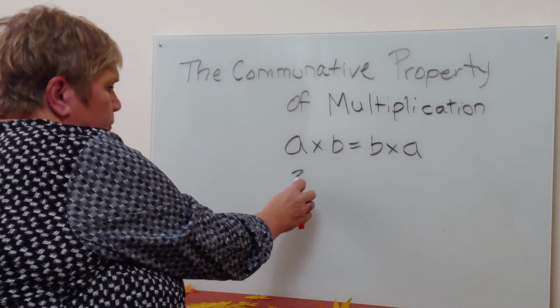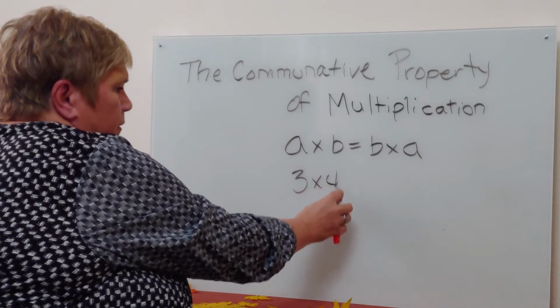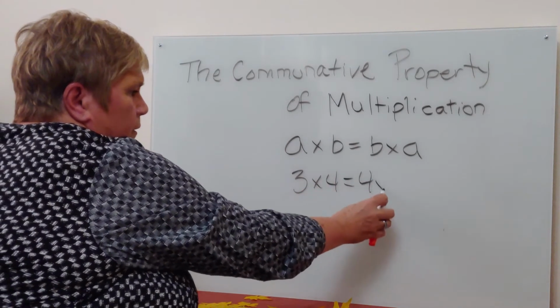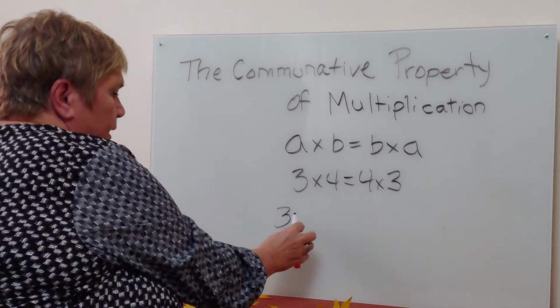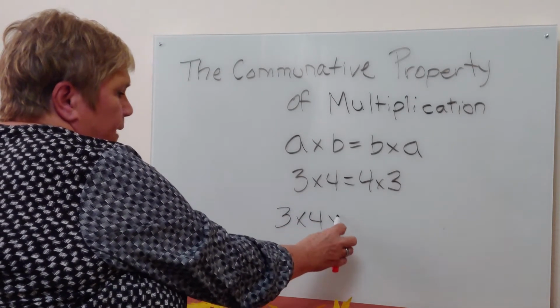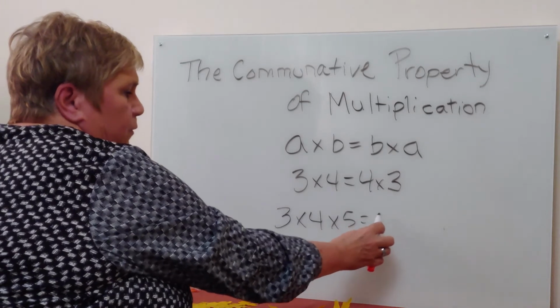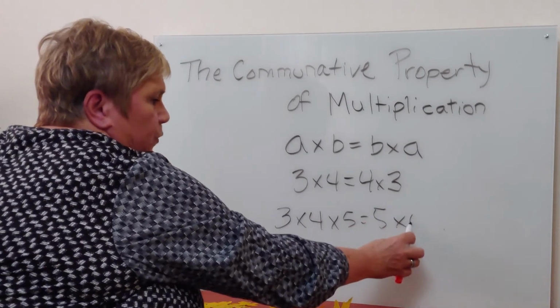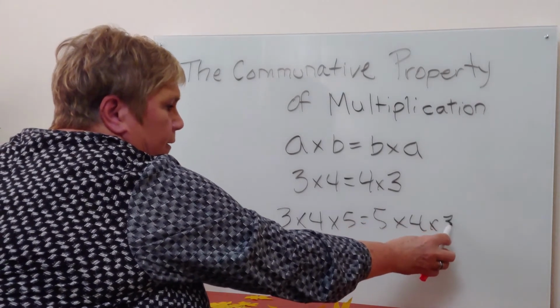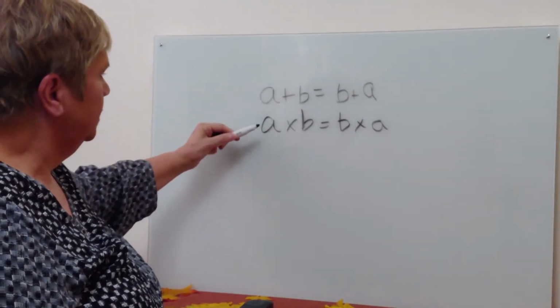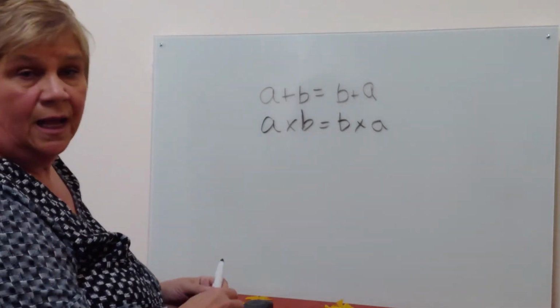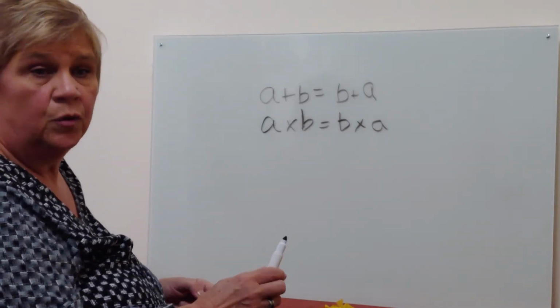In our standard terms, 3 times 4 equals 4 times 3. If I have more, 3 times 4 times 5 equals 5 times 4 times 3. Keep in mind, the commutative property works with addition and multiplication. It does not, however, work with subtraction or division.